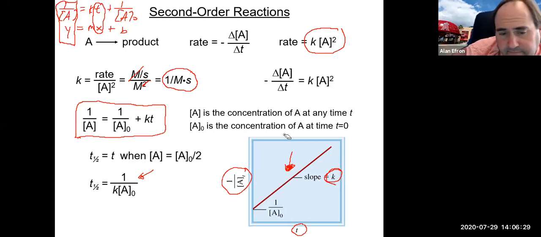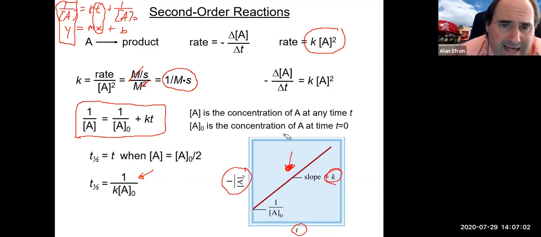So much like the first order, there are really 4 important things here: the units associated with the rate constant, the 1 over A equals 1 over A naught plus kt concentration-time dependency equation, the half-life equation, and then our typical graph that we see here on the bottom right, which is associated with a second order reaction.